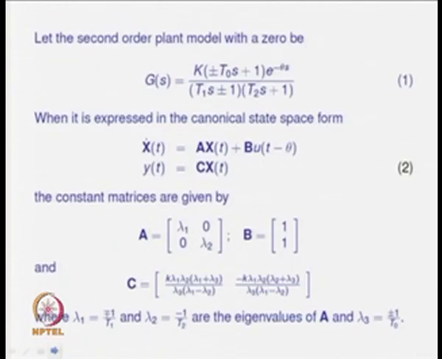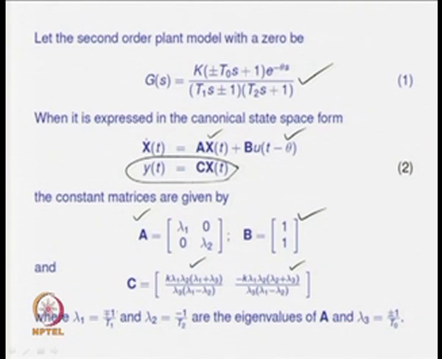So, when the second order transfer function model with a 0 is expressed in this form, then its canonical state space form, x dot t is equal to A x t plus B u t minus theta, will give us A is equal to lambda 1 0 0 lambda 2, B is equal to 1 1. Similarly, when the output equation y t is equal to C x t is considered, C becomes C is equal to k times lambda 1 lambda 2 (lambda 1 plus lambda 3) divided by lambda 3 times (lambda 1 minus lambda 2) and minus k lambda 1 lambda 2 (lambda 2 plus lambda 3) divided by lambda 3 times (lambda 1 minus lambda 2).